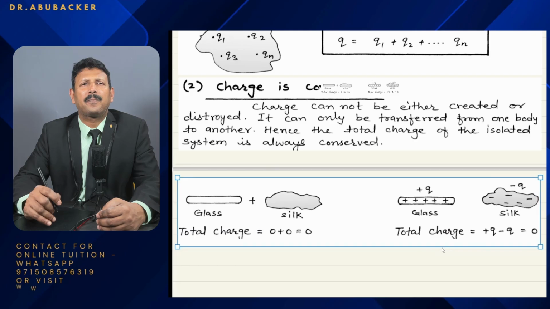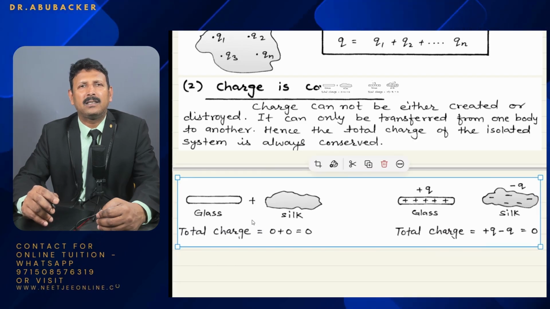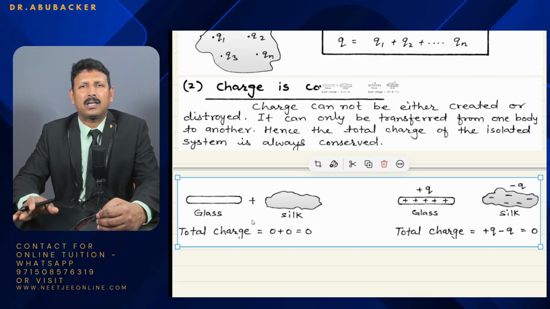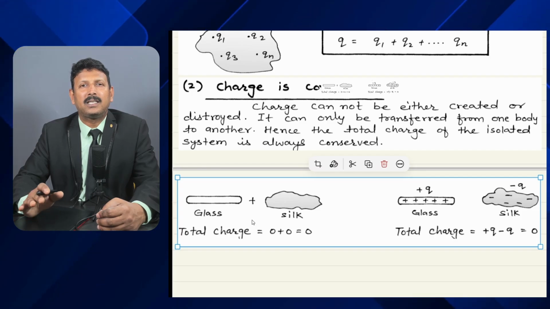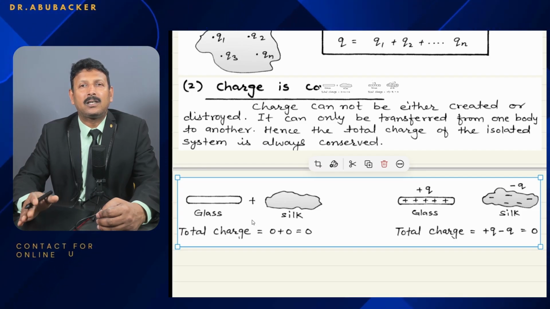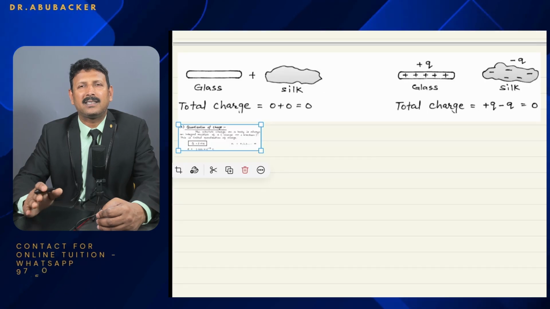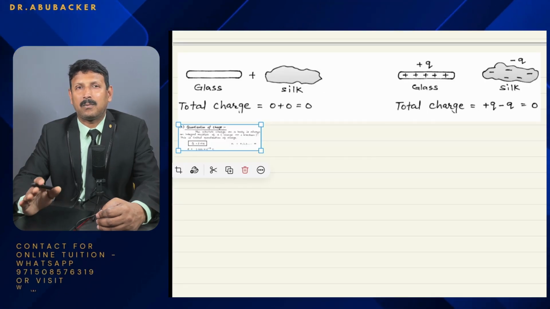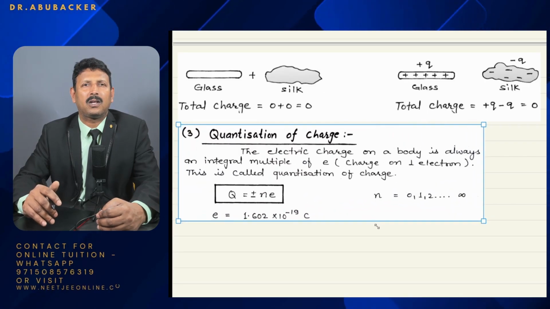See this image. Before rubbing each other, total charge is equal to 0. None of the bodies is charged. But after rubbing, see the glass got positive charge, silk got negative charge. That is transferred. But the total remains the same, plus Q minus Q is equal to 0.